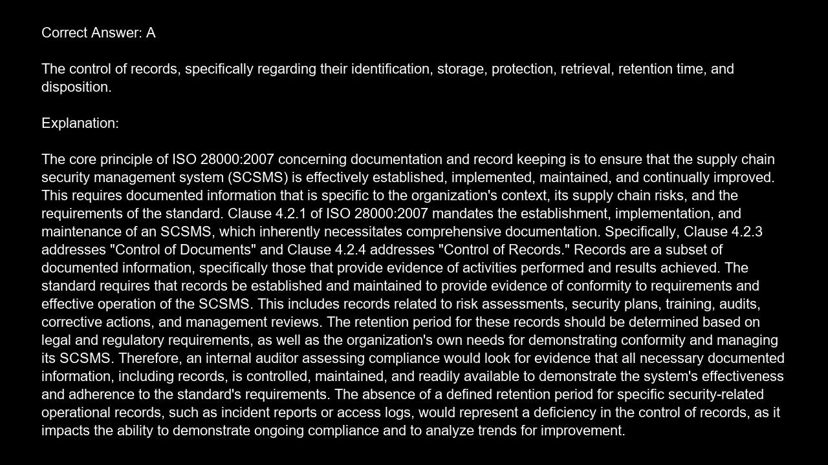This requires documented information that is specific to the organization's context, its supply chain risks, and the requirements of the standard. Clause 4.2.1 of ISO 28000-2007 mandates the establishment, implementation, and maintenance of an SCSMS, which inherently necessitates comprehensive documentation. Specifically, Clause 4.2.3 addresses control of documents, and Clause 4.2.4 addresses control of records. Records are a subset of documented information, specifically those that provide evidence of activities performed and results achieved.